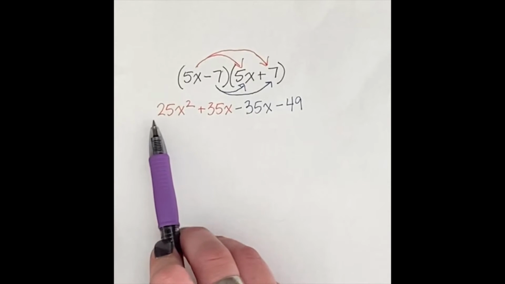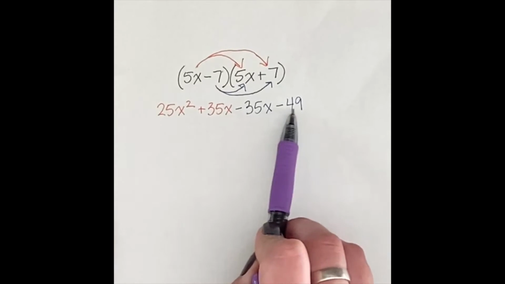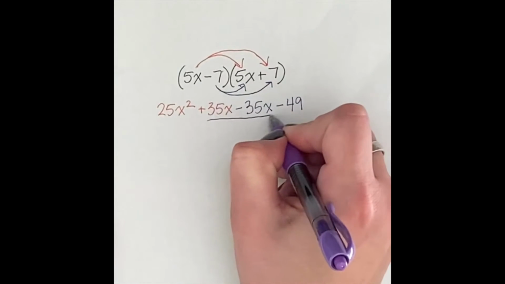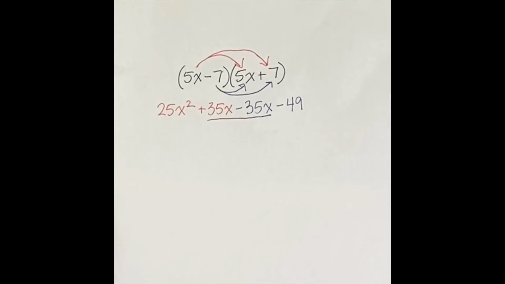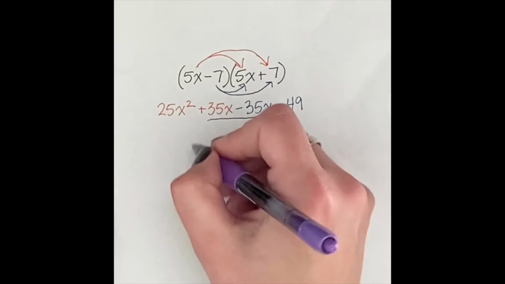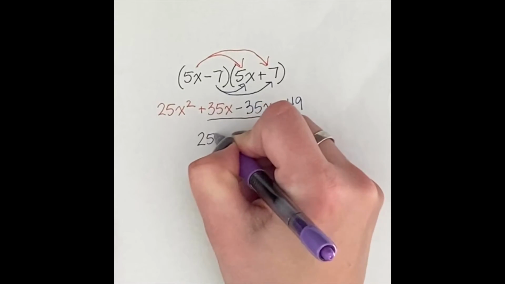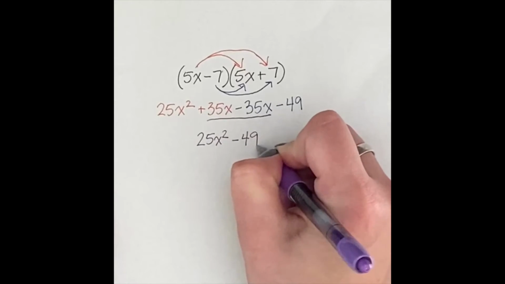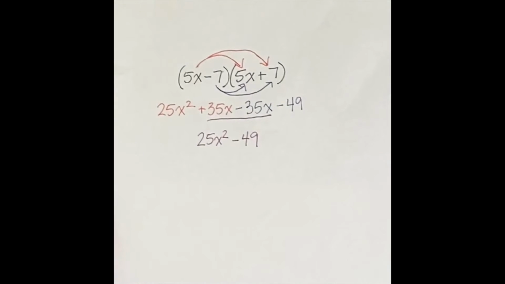We have to see, do we have any like terms? Right here, we've got a pair of x's that we can combine. So 35x minus 35x, wait a second, that's just 0. So essentially, these two terms cancel out. So I'm just left with 25x squared minus 49, because these two middle terms cancel out.